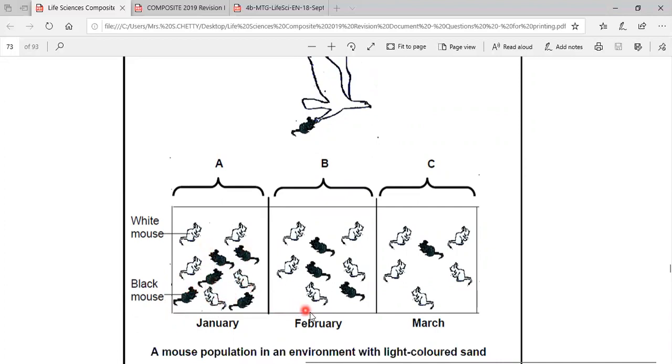But in January, in February, something happened. How do you know? Because our black mice reduced in number. So they must have reduced because somebody has picked them up and eaten them, while they did not take the white mice because it's still 5. And as you come to March, the black mice are reduced even further, and the white mice are still 5. So once again, the characteristic that we're looking at is camouflage. So something has happened that would allow these white mice to survive.